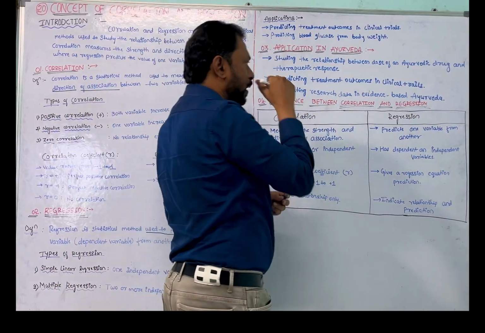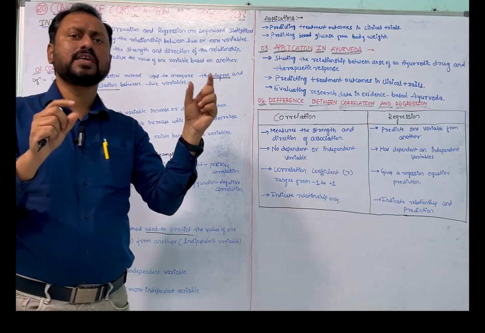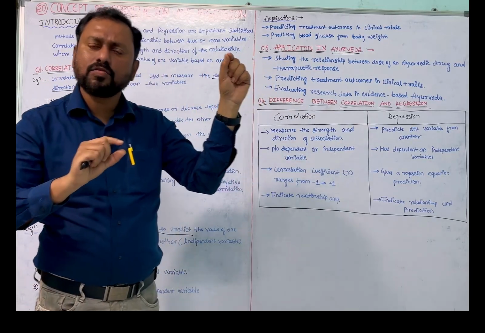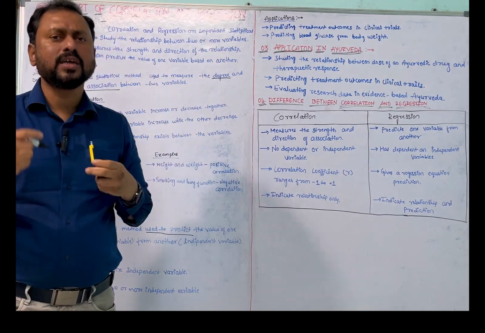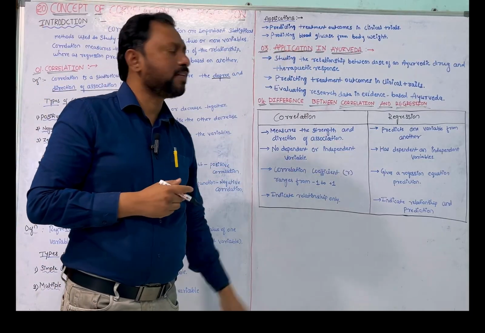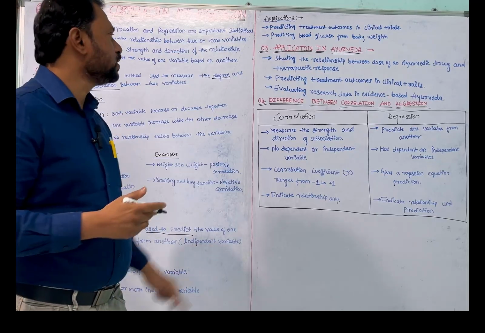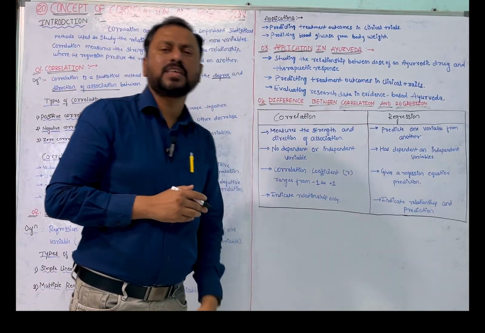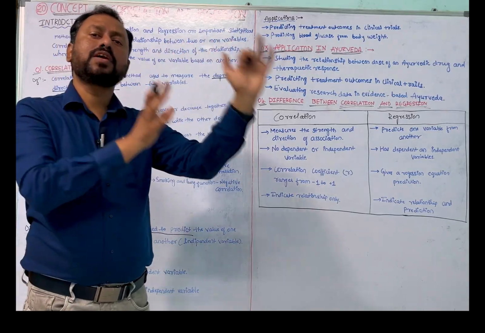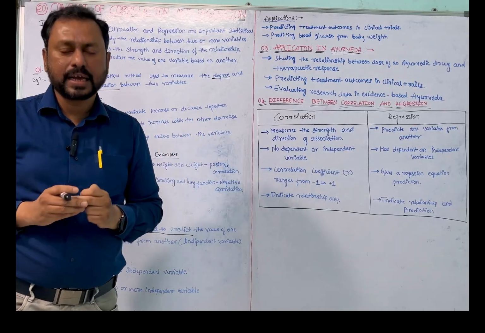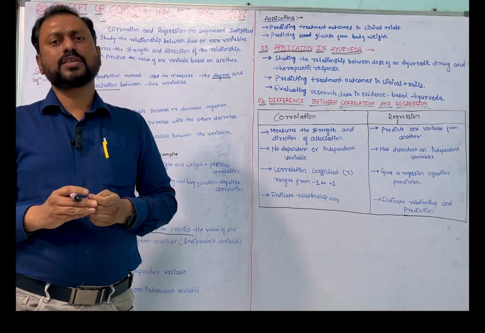Another is predicting the treatment outcome in a clinical trial. Suppose one drug, ashwagandha, is effective in anxiety. If you increase the dose, does the anxiety decrease? That we are predicting. This is also applicable in Ayurveda, predicting the treatment outcome in a clinical trial while giving our drug to patients. The next one is evaluating research data and evidence-based Ayurveda. Whatever our ancestors told, we convert it to evidence-based knowledge by using regression as well as correlation. For that purpose also we use correlation and regression in medical statistics.